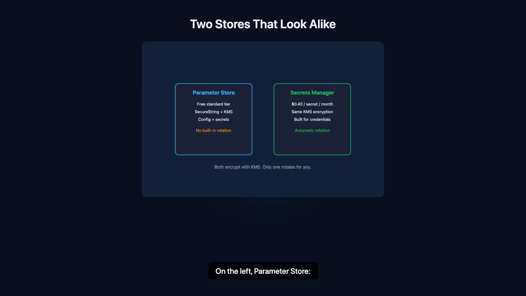On the left, Parameter Store, a free standard tier, SecureString values encrypted with KMS, and room for both plain config and secrets. But notice that red line at the bottom, no built-in rotation. On the right, Secrets Manager, 40 cents per secret per month, the exact same KMS encryption, and it's built specifically for credentials. And down at its bottom, in green, the thing the other one lacks, automatic rotation. Read the caption and you've basically got the whole episode. Both encrypt with KMS. Only one rotates for you.